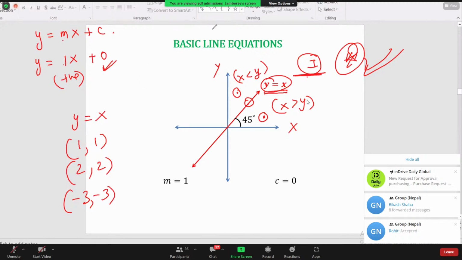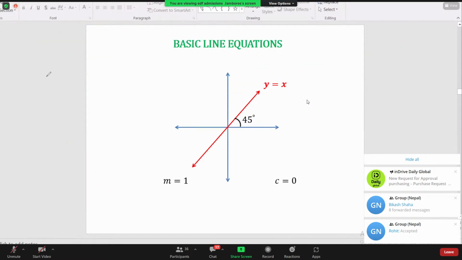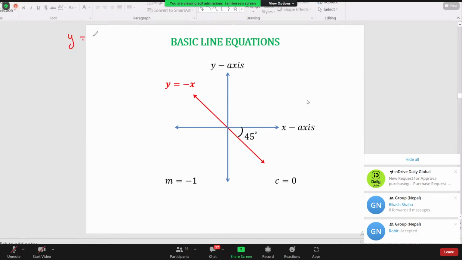Okay guys, moving on. Similarly, if you take up the line as y is equals to minus x, so upon comparing it with y is equals to mx plus c, we get to know it is going to be y is equals to minus 1x plus 0. So it will have a negative slope with 0 y-intercept. So the line will look like somewhat this way. And this also will make an angle of 45 degrees with the x-axis, as you can see like this.